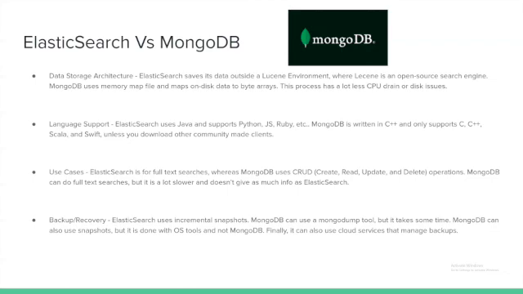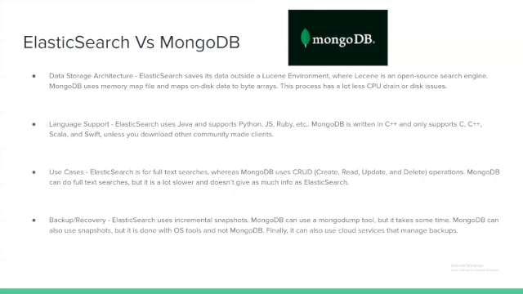Next is language support. This is kind of what I was saying in the strengths. Elasticsearch can use a variety of languages, but MongoDB uses C++ and only supports like four-ish languages unless you download community-made stuff. Whereas Elasticsearch, you don't need to download community-made stuff for the most part.